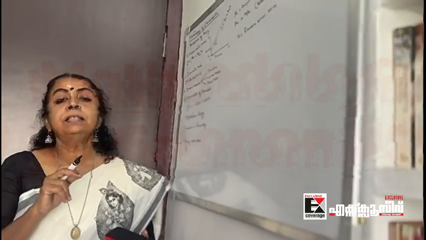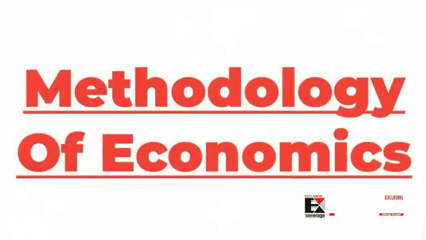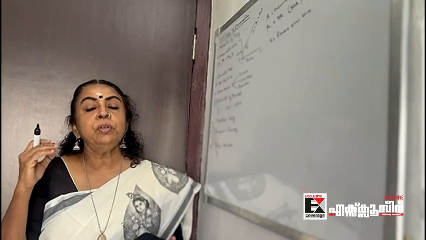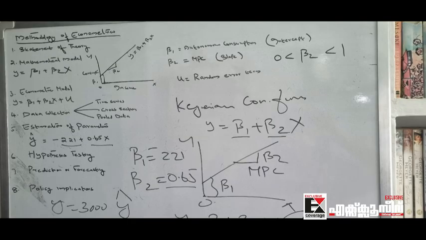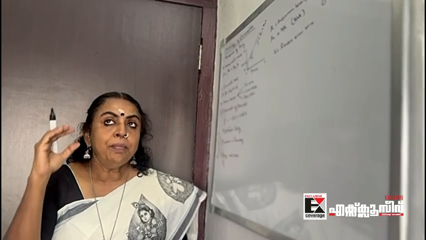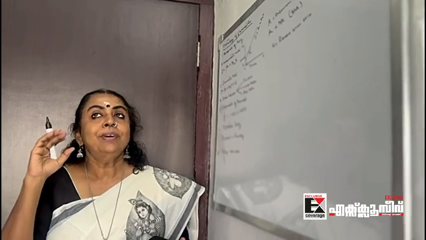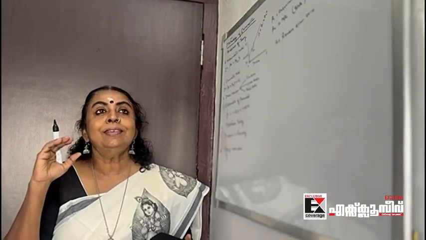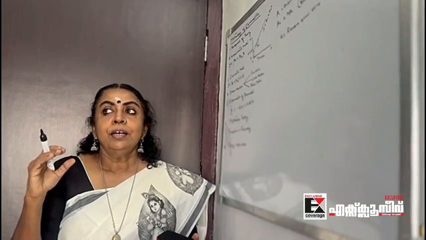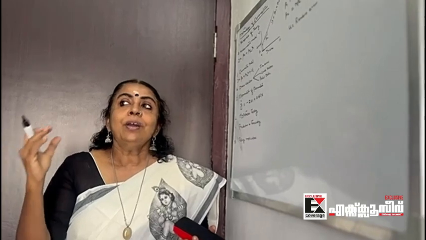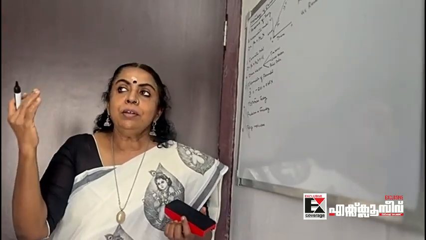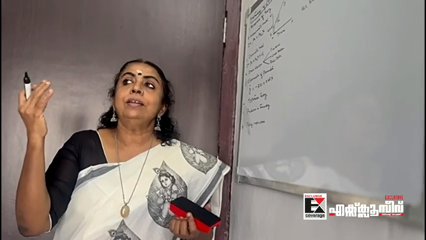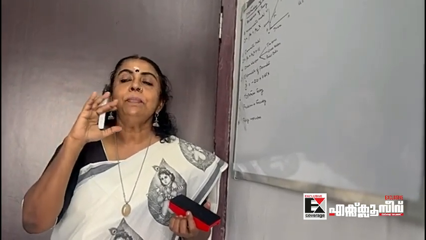Today we will discuss the methodology of econometrics. That is, what are the steps involved when you are formulating an econometric model. So, when you formulate an econometric model, the first thing you need is a theory or a hypothesis. If you have collected data, you can formulate a hypothesis, and based on that hypothesis, you can see whether the data corresponds to the hypothesis.